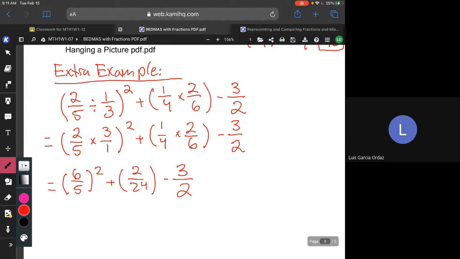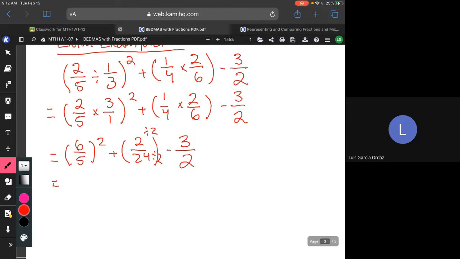So what we can do is now we can do my exponent with the fraction. And as Lauren said, I can divide both of these by 2, and I get a simplified fraction over here. So what's 6 over 5 to the power of 2? What does it give me? Athalia? 36 over 25 plus 1 over 12 minus 3 over 2.